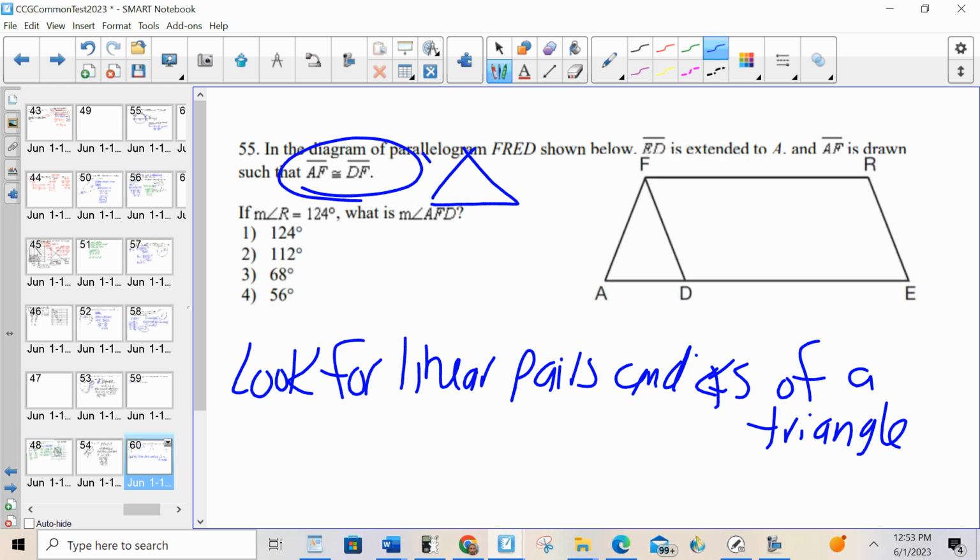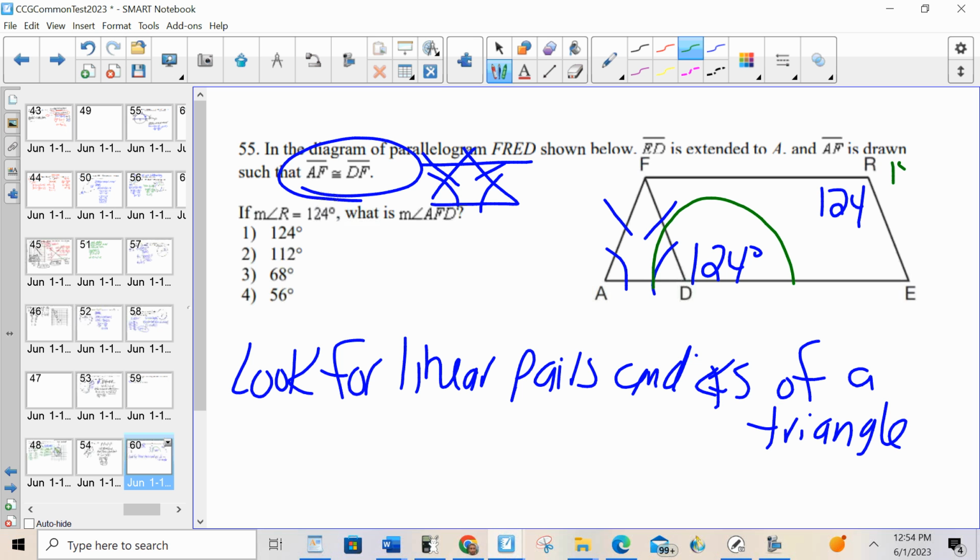Whenever you see 2 sides congruent, we're going to mark the sides. We're going to mark the angles opposite them. So if AF is congruent to DF, then those angles must be congruent. If it's a parallelogram, I know that the opposite angles must be congruent. So if angle R is 124, then angle D is 124. Well, now that I have that, I see a linear pair. So 180 minus 124 is 56.